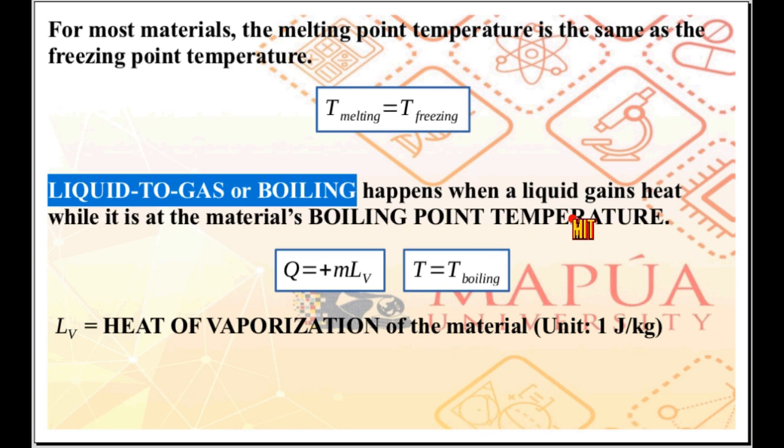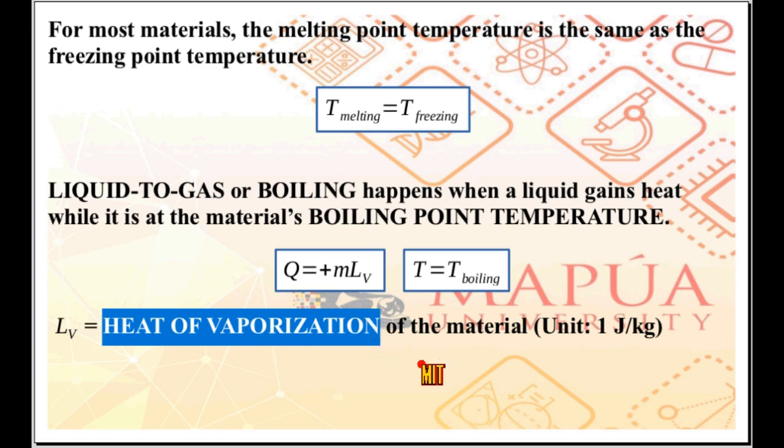The amount of heat that needs to be gained for boiling to happen is Q equals plus heat gain. So Q is equal to plus mLV, where m is the mass of the object and LV is the heat of vaporization of the material that makes up the object. Each material has a corresponding value of heat of vaporization. It's a property of the material. The unit for heat of vaporization is joules per kilogram.